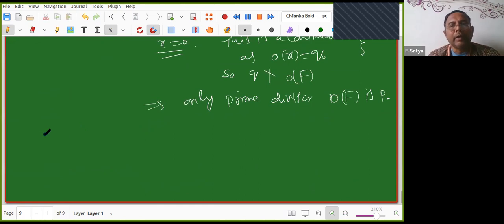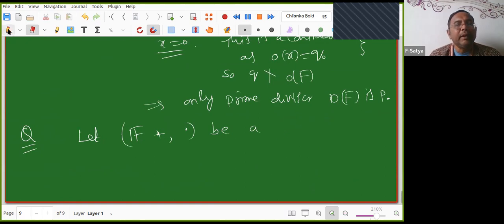I will start with one last question. Let (F, +, ·) be a finite field. Today I just proved that a finite field contains p^n elements, so if there is a finite field, then its order has to be p^n. But I have not proved that for every p and every n there is a finite field. That we will do in the next class.